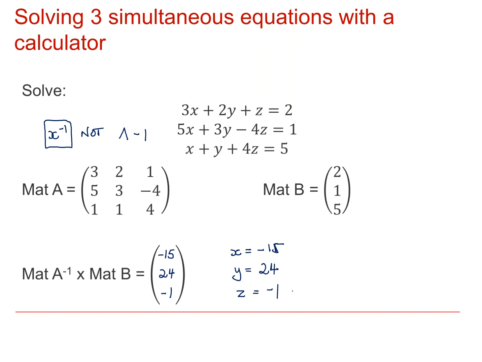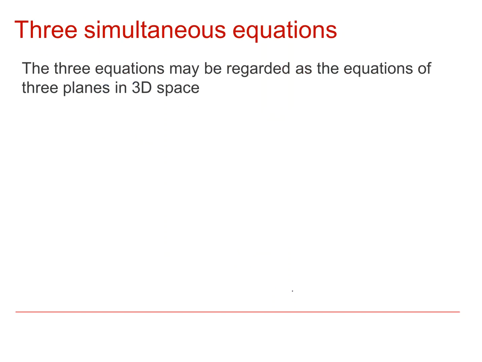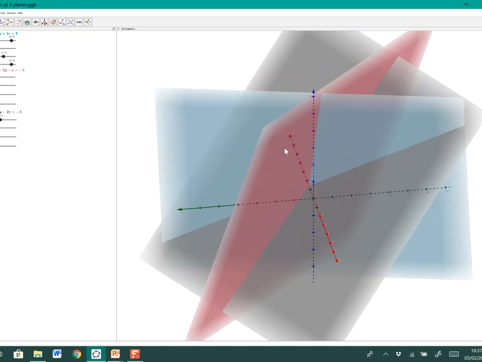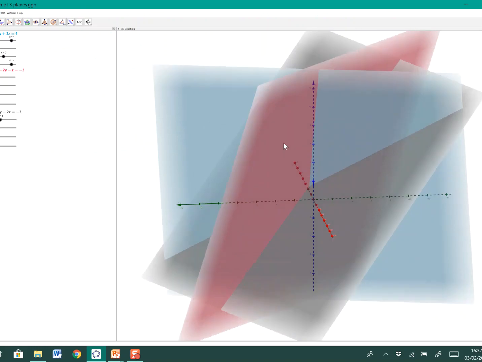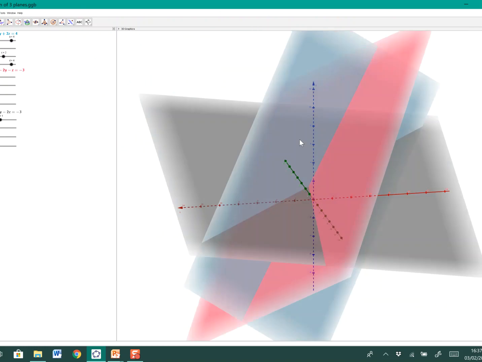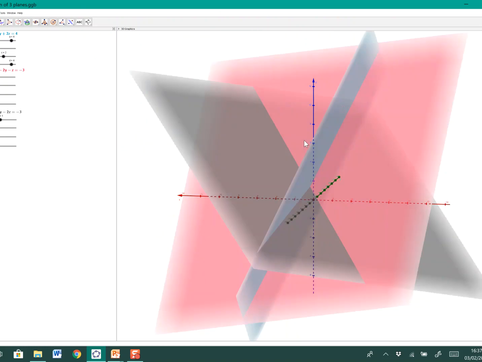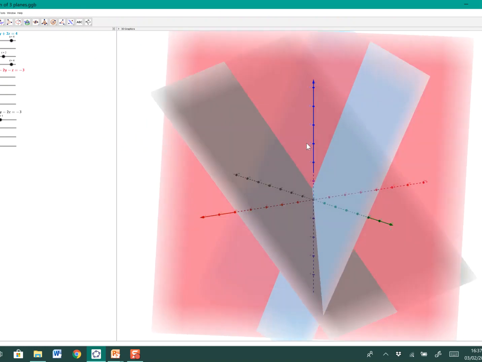When we were working with two simultaneous equations, we looked at it geometrically in 2D space. For a set of three equations, they may be regarded as the equations of three planes in 3D space. OK, here I have my three planes, and you can see that they intersect at a single point, so that we do have a unique solution.